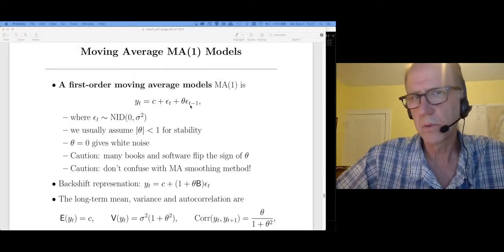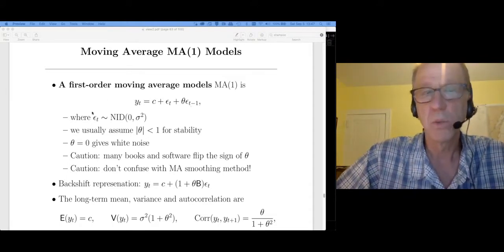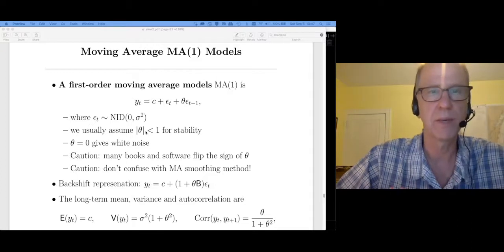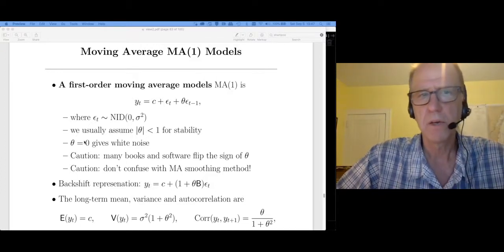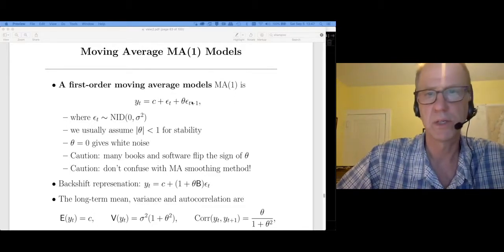So this is going to help us handle autocorrelations. We can model autocorrelations in this way. So we're going to be assuming that these theta values are less than 1 so that the process remains stable. If I have theta equal to 0, notice I end up with a white noise process.